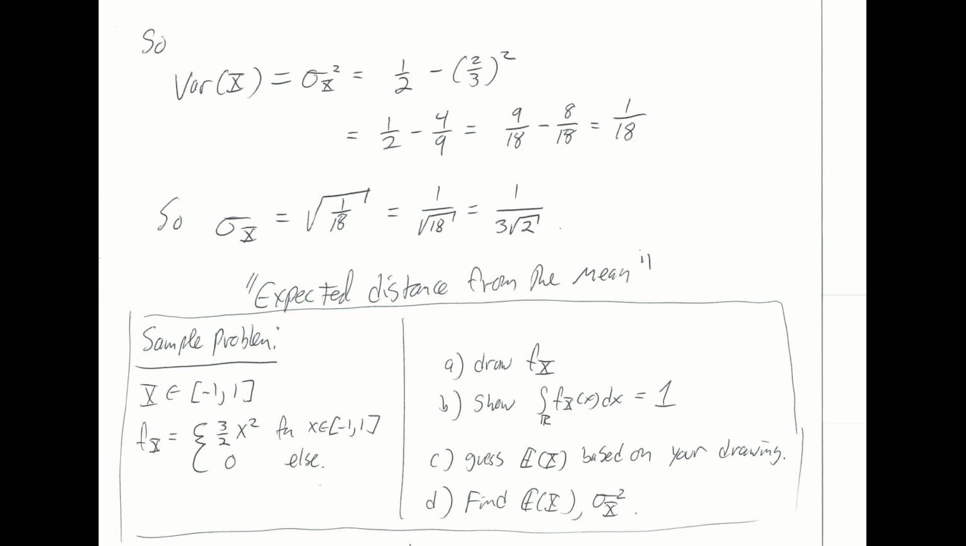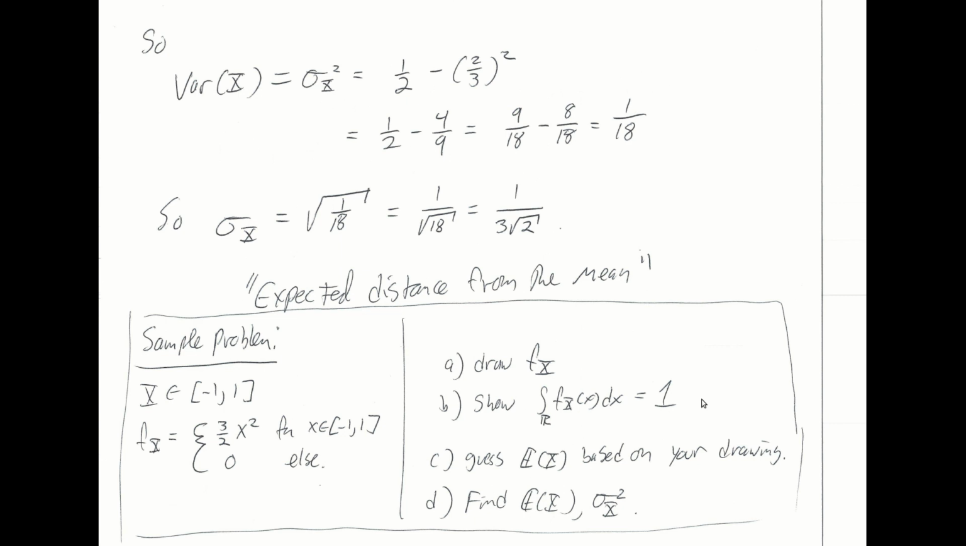And I am setting before you these tasks. I want you to draw the density function. I want you to show me that if you integrate the density function over the whole real line, you get 1. This was a property we discussed that should hold for density functions since they do represent likelihoods.